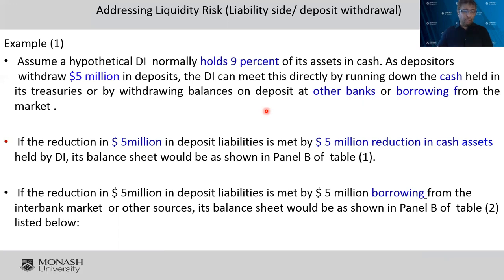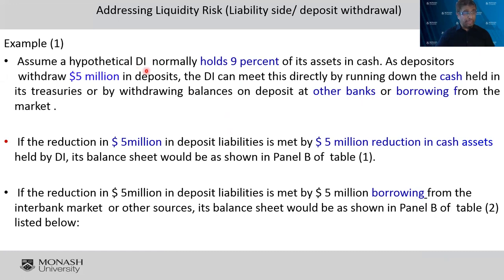You have a liquidity problem coming from the asset side, and you address it through purchased liquidity or stored liquidity. These are two cases. Or a case of liquidity risk coming from the liability side, which is withdrawal by depositors. You address it also from the asset side, which is stored liquidity, or from the liability side, called purchased liquidity. So we have two cases here and two cases here, four cases. We will see what the impact will be on the size of the balance sheet, which is the total assets and total liabilities.